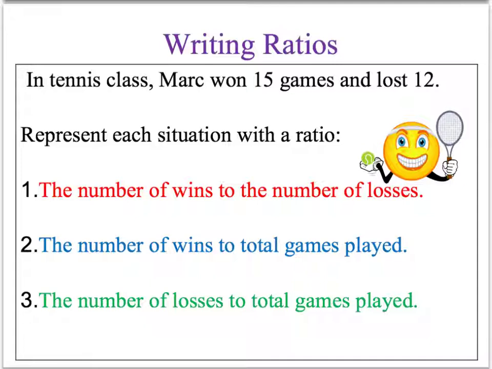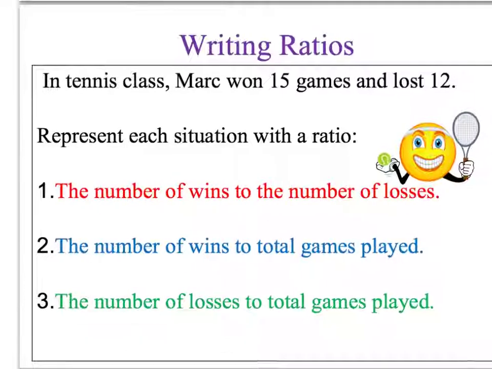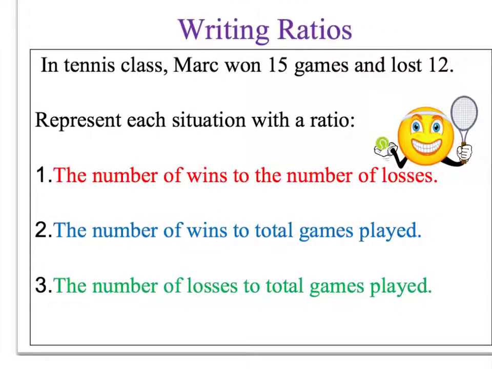So in tennis class, Mark won 15 games and lost 12. Okay, so we want to represent this ratio. So we want to know the number of wins to the number of losses. Okay, so Mark won 15, so 15 has to be first. Then here are the 3 ways.